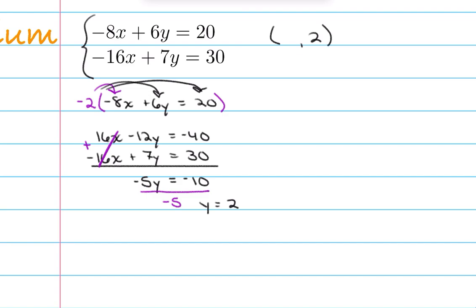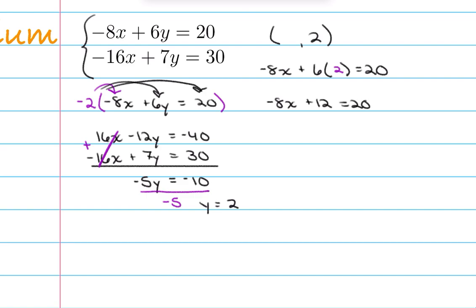Okay, so I found the y value. So to find the x, I am just going to plug the y in for one of the equations. You don't have to do it to both unless you're checking. So I'm going to go ahead and plug it into the top equation, let's just say. So I get negative 8x plus 6y, which in this case we know to be 2, equals 20. Clean up. So I have negative 8x plus 12 equals 20.